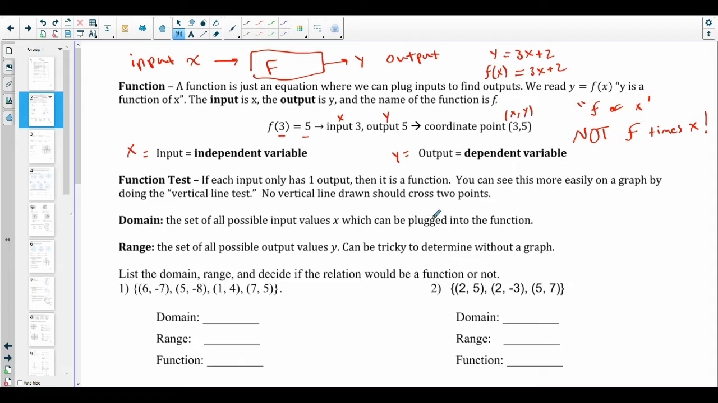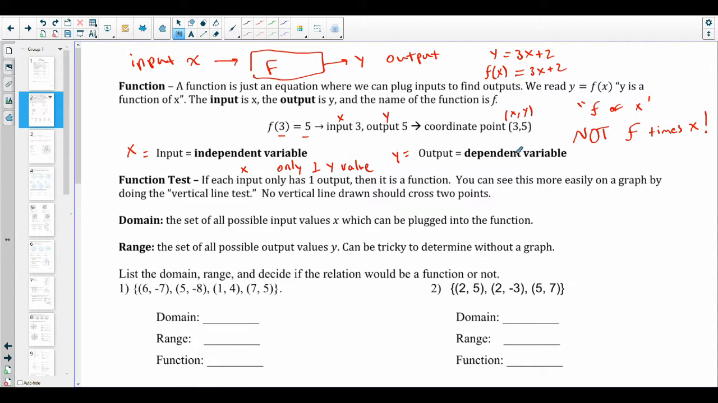How can we tell if something is a function? We can tell something is a function if for each input, there's only one output. In other words, for each x that you plug in, you only get out one y value. So if you have a function where f of 3 equals 5, it's always going to equal 5. It's never going to equal 6 or 7 or some other number.